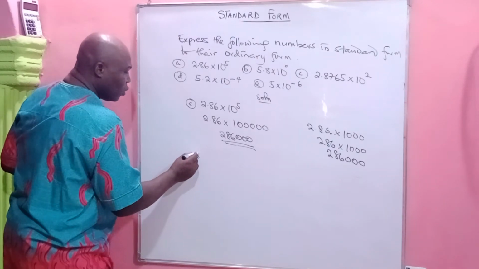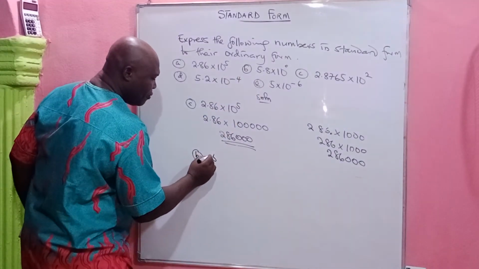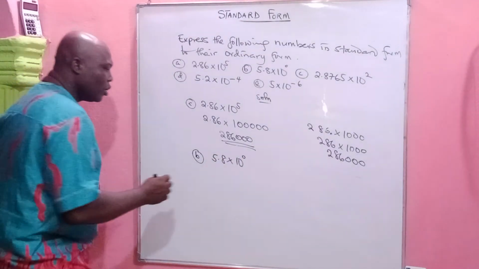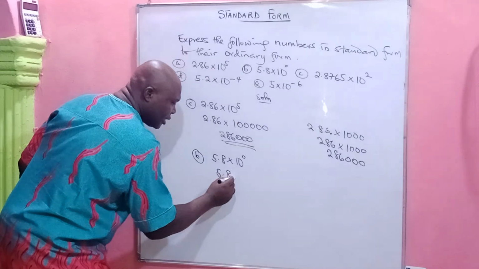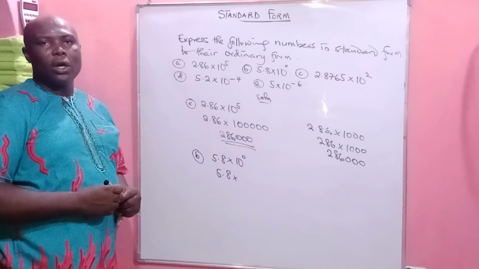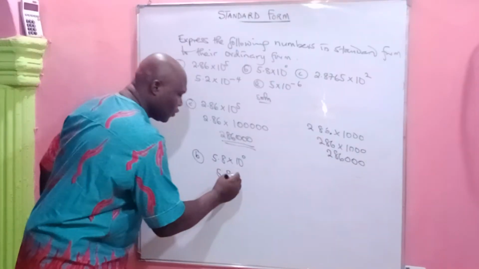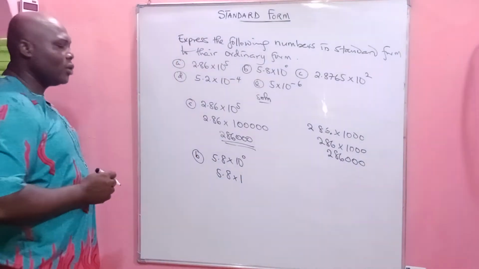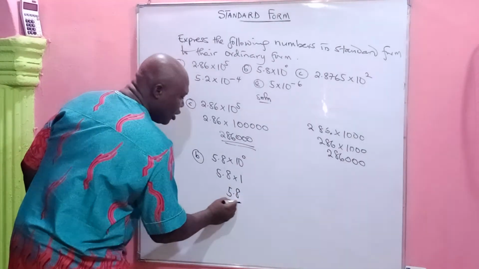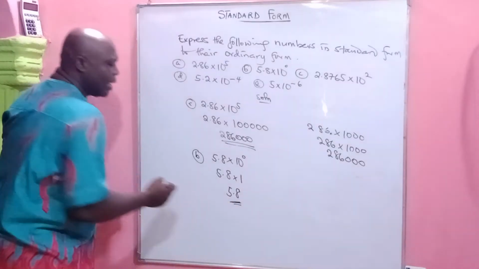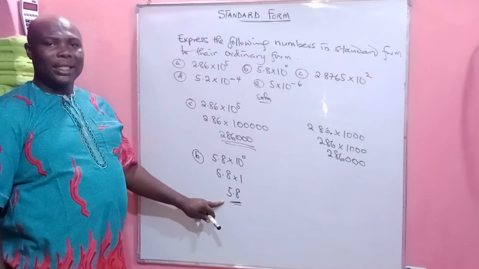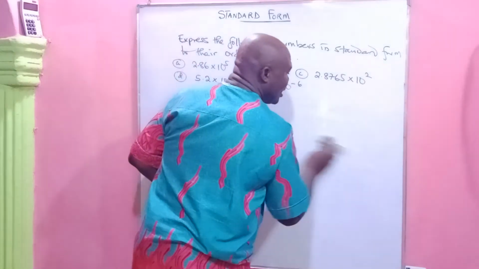Then the B part, we want to express back 5.8 times 10 raised to the power 0 in the original form. So this is going to be 5.8 times 10 raised to the power 0. Anything you raise to the power of 0, according to the law of indices, will give us 1. So 10 raised to the power of 0 is 1. And 5.8 times 1 will still give us 5.8. So expressing 5.8 times 10 raised to the power 0 in the ordinary form, you still have 5.8. So that's how it is.